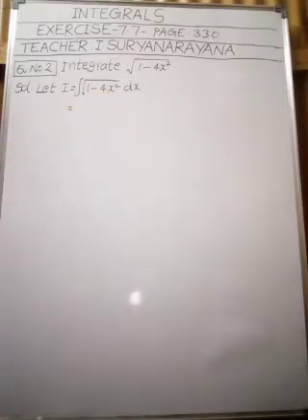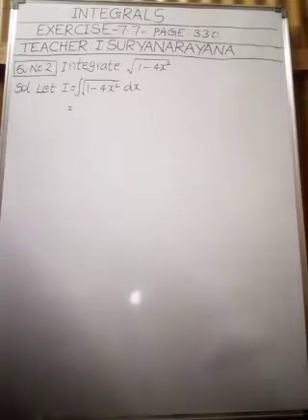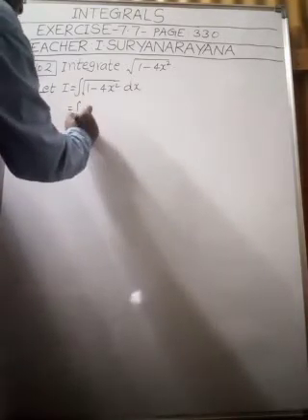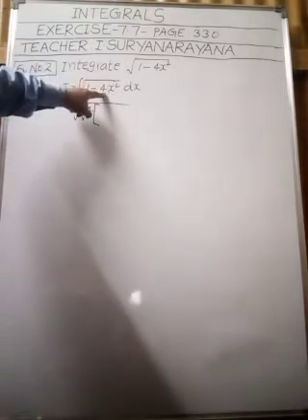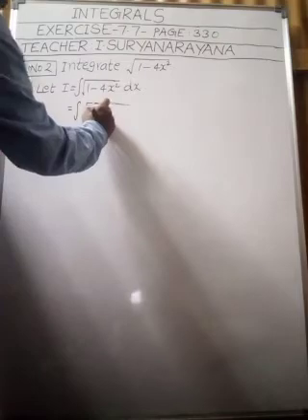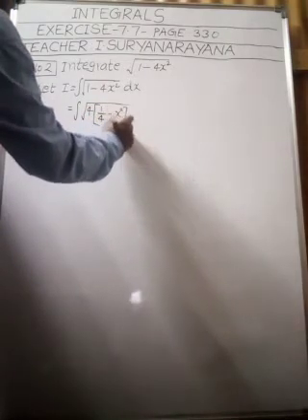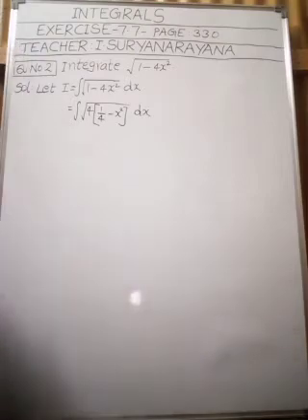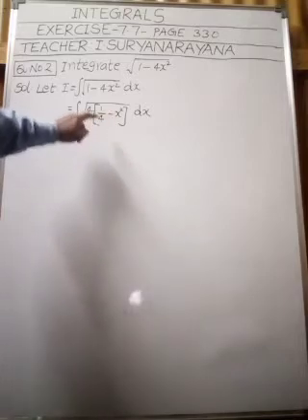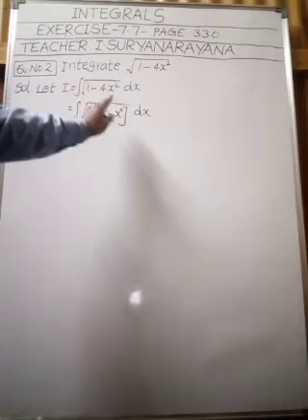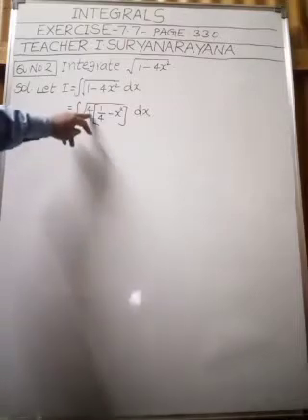In the previous exercise 7.4, if a quadratic expression is given in x, first of all we have to make the coefficient of x square as 1. So here, from the integral we are taking out 4, because the coefficient of x square is 4. So integral of 1 by 4 minus x square dx. First of all we have to make the coefficient of x square as 1. But here the coefficient of x square is 4, so we are taking it out. Then we get to this step.